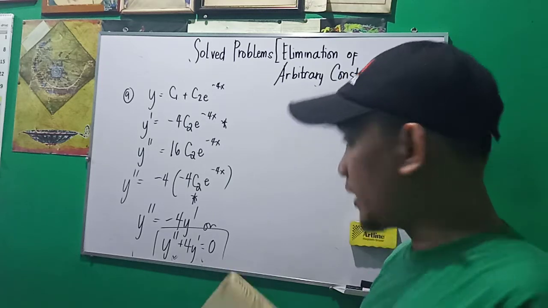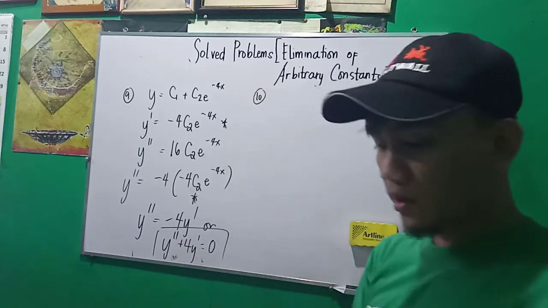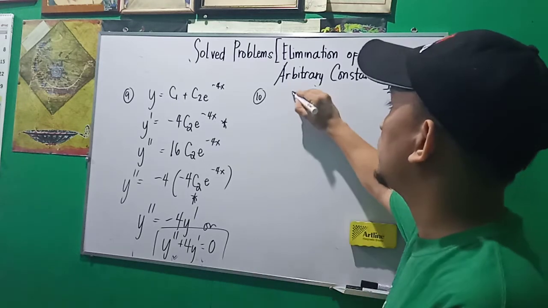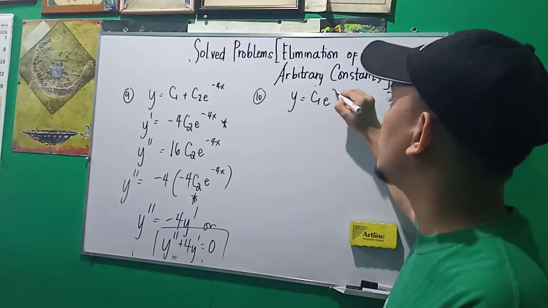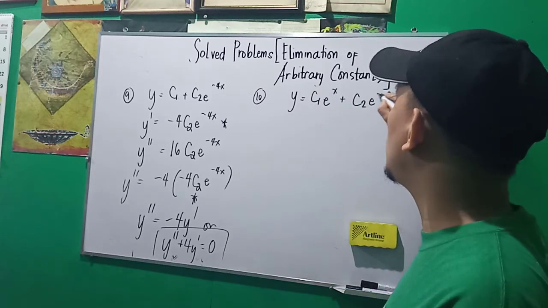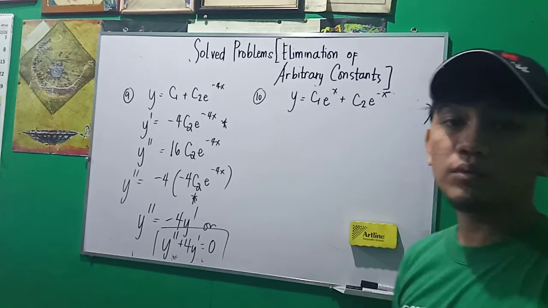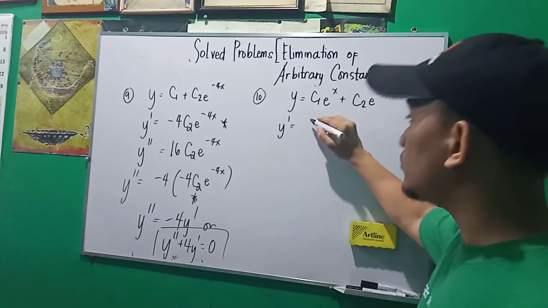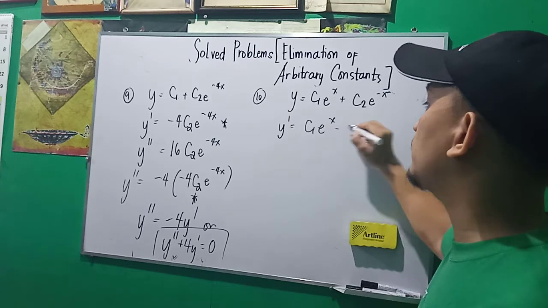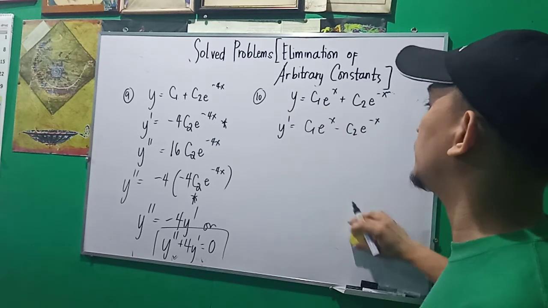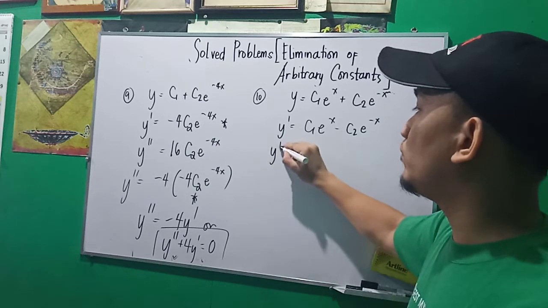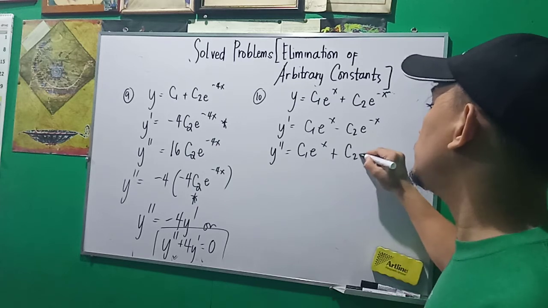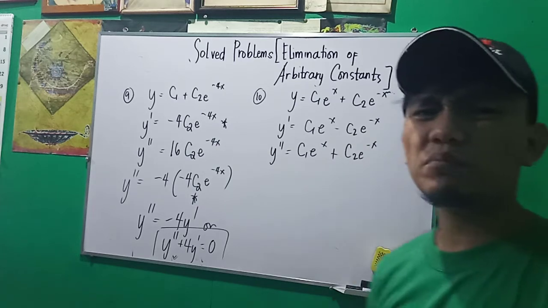Okay, next, number 10. So, last problem for solve problems, mga Lodi, number 10. Y is equal to C1 e raised to x plus C2 e raised to negative x. So, pwede natin gawin dyan. Twice tayo mag-differentiate. So, that is y prime is equal to C1 e raised to x minus C2 e raised to negative x. Next, y double prime is equal to C1 e raised to x plus C2 e raised to negative x. Bakit naging plus, Sir IJ?